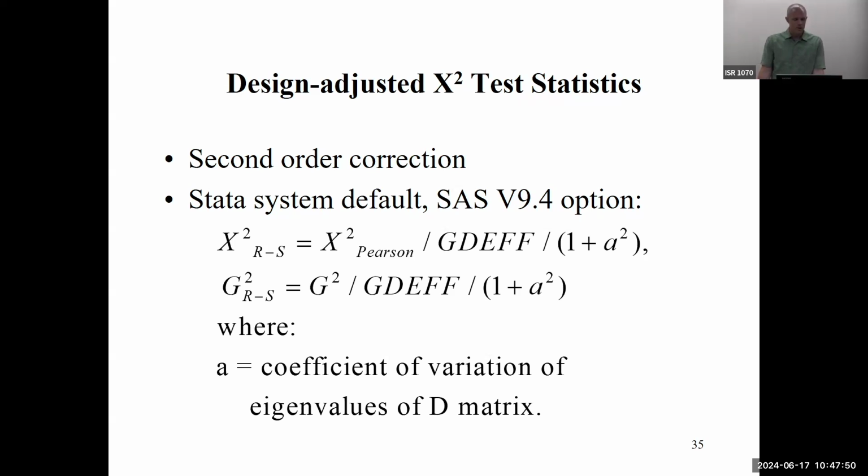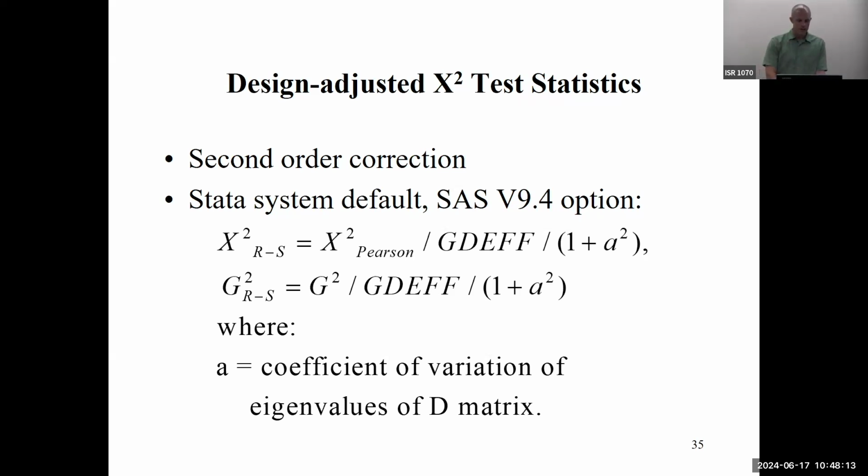Okay. So take that generalized design effect, divide by 1 plus the squared coefficient of variation, you get a second order Rao-Scott chi-square, or likelihood ratio chi-square. Okay, you don't have to do any of this work. The software is doing it all for you. Okay, it's just important to be aware of what's being reported by the software that you're using.